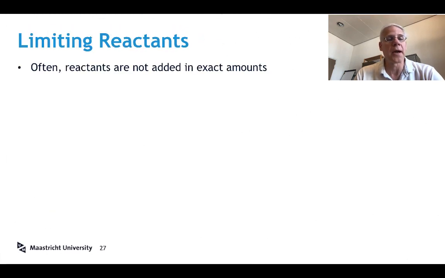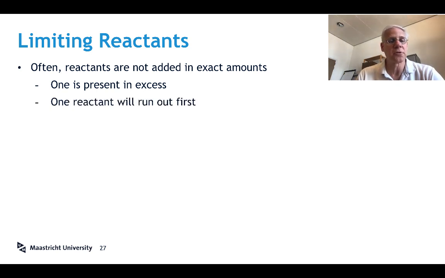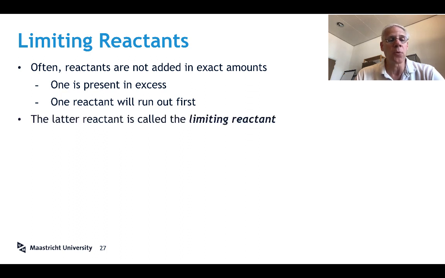Now, when we're doing a reaction, a lot of times our reactants are not added in exact amounts, and there's a variety of reasons for that that we're not going to get into. But if they're not in exact amounts, that means one of them is going to run out first and one is going to be present in excess. Usually what we want to find is which of those is going to run out first. The reason we want to do that is because it's called the limiting reactant, and it controls the amount of product. It limits the amount of product is a good way to think about it.